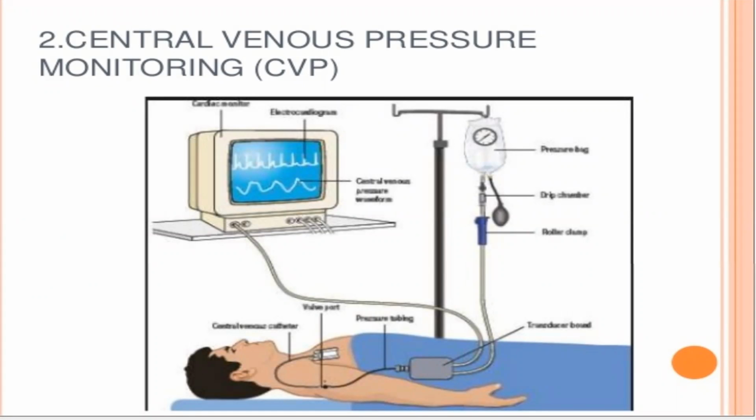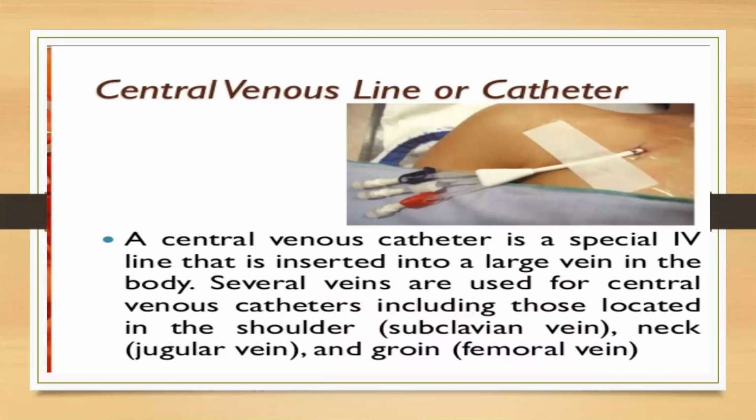Next technique of invasive monitoring is central venous pressure monitoring, in which we use a CVP line for monitoring of cardiovascular system status. Central venous line or catheter.